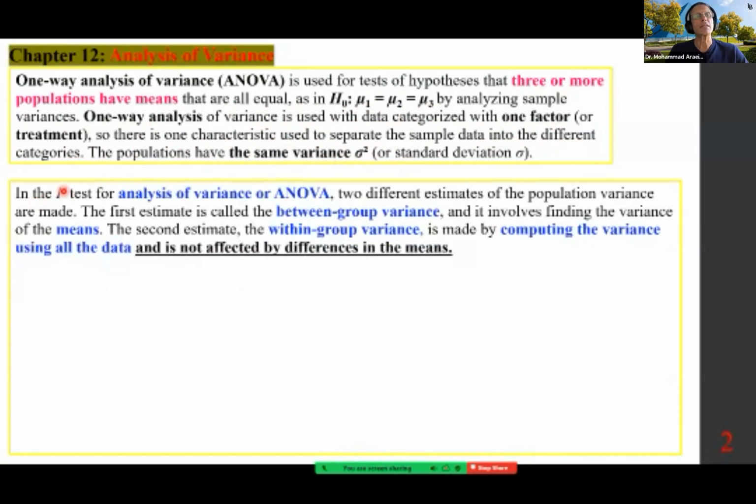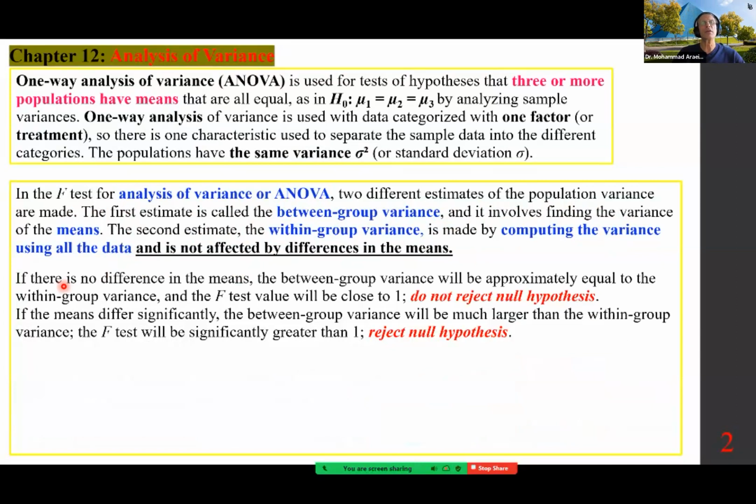In the F test for analysis of variance, ANOVA, two different estimates of the population variance are made. The first estimate is called the between group variance, and it involves finding the variance of the means. The second estimate, the within group variance, is made by comparing the variances using all the data, and is not affected by differences in the means.